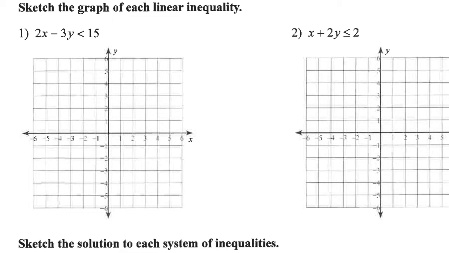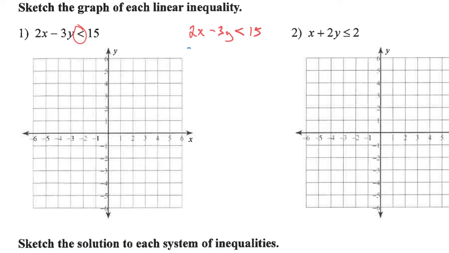So to graph a linear inequality, it's a lot like graphing a linear equation. Notice the difference in the sign. We don't have an equal sign anymore, but it's the same idea. So we're going to take 2x minus 3y is less than 15. And so we want to get y by itself, just like before.